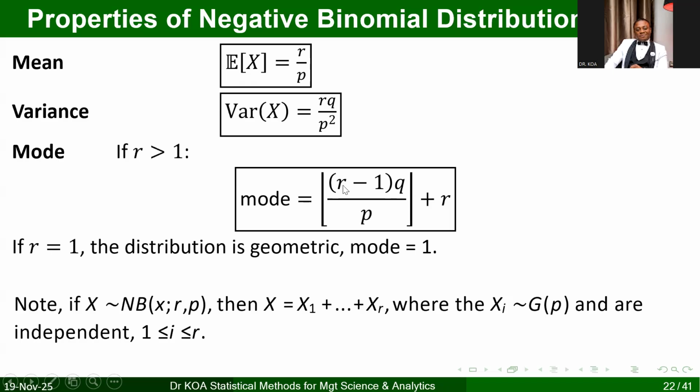Check it. If r is 1, check this value. You have 1 minus 1, which is 0. R minus 1 is 0. 0 multiplied by q is 0. So you have 0 divided by p. 0 divided by p is 0, plus r. R is 1, so you get 1. Are you guys with me? I'm just trying to break this one down to 1 for you. Okay, so that is it.